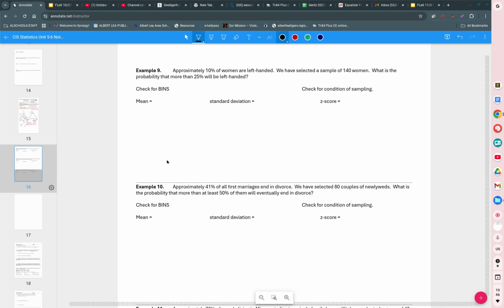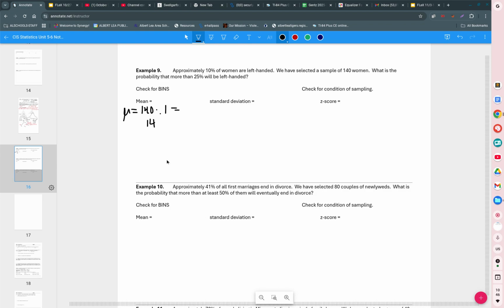We have selected 140 women at random. What is the probability that more than 25% will be left-handed? Okay, I'm going to go ahead and find my mean. My mean is equal to, what is my sample size? 140 times, what is the chance that a woman is left-handed? 0.1, and when I multiply them, I get 14.